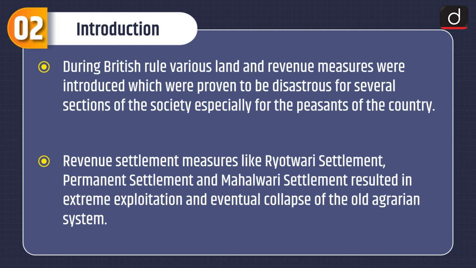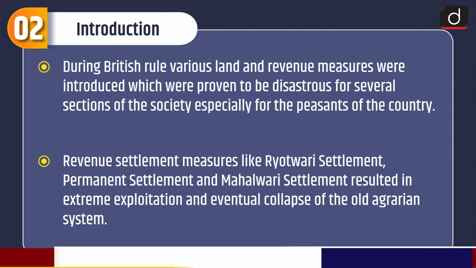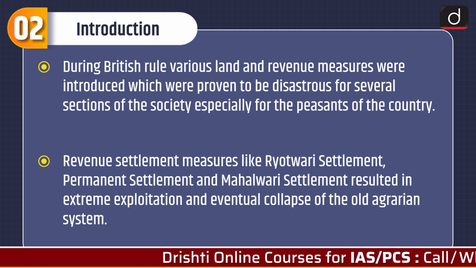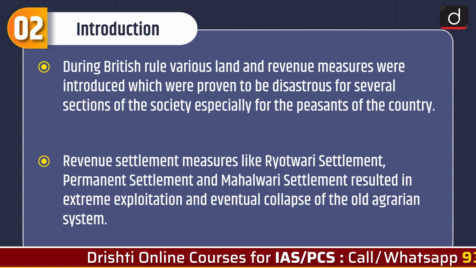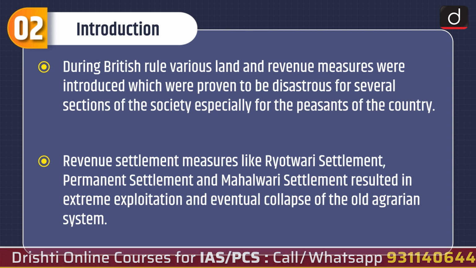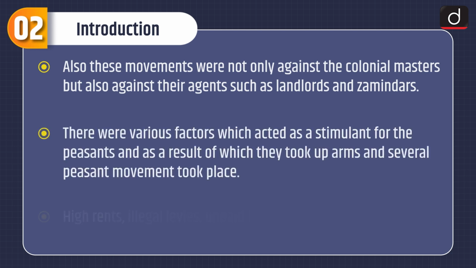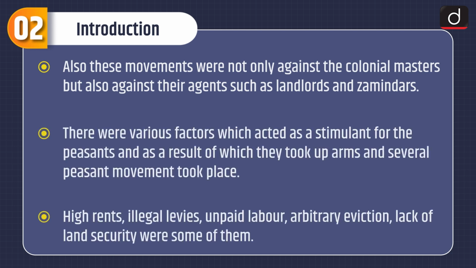During British rule, various land and revenue measures were introduced which proved to be disastrous for several sections of society, especially for the peasants of the country. Revenue settlement measures like Raiyatwari settlement, permanent settlement and Mahalwari settlement resulted in extreme exploitation and eventual collapse of the old agrarian system.